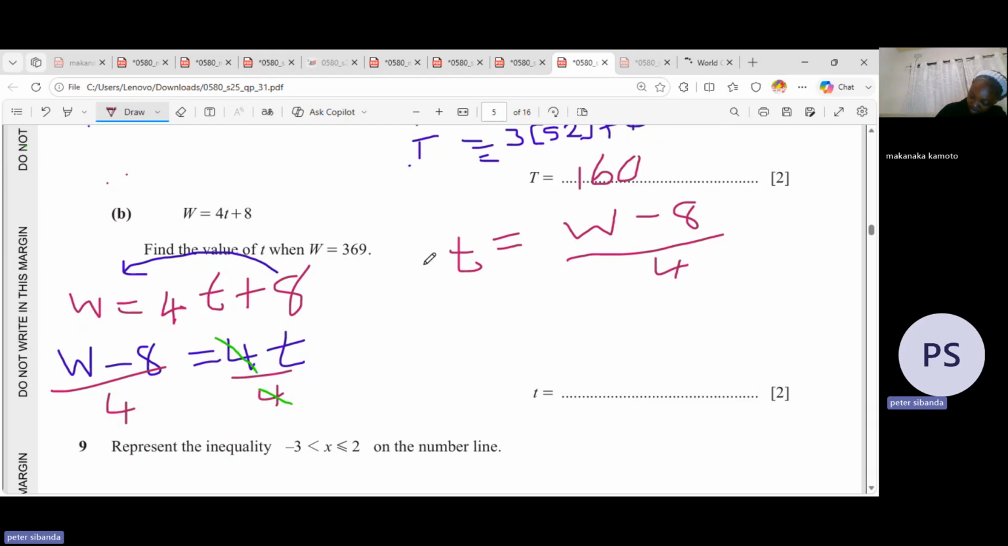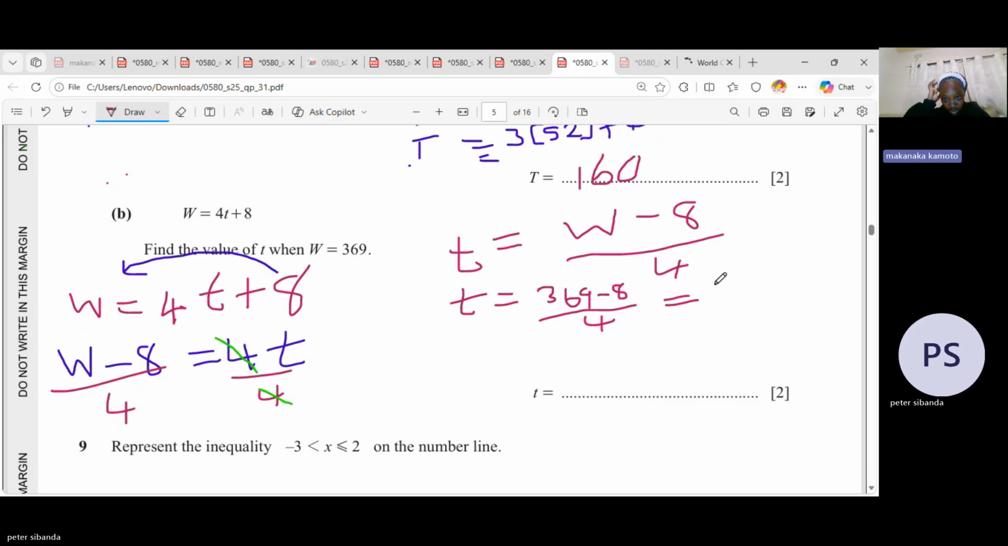But we know W is 369, and this is paper 3 where we're allowed to use calculators. So we're going to write 369 where there is W. Then we say minus 8, then divided by 4. 369 minus 8 is 361. Yes, it's 361 over 4. Your calculator says what? 90.25. That becomes the answer there.